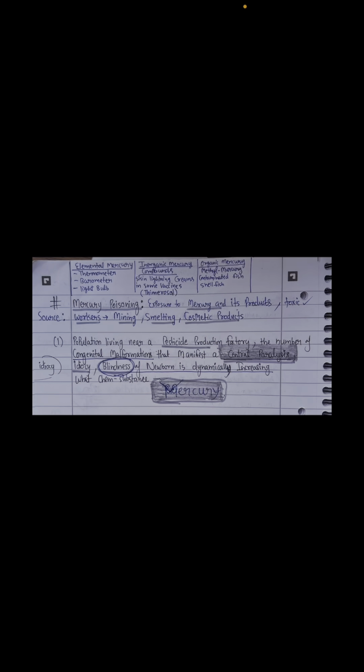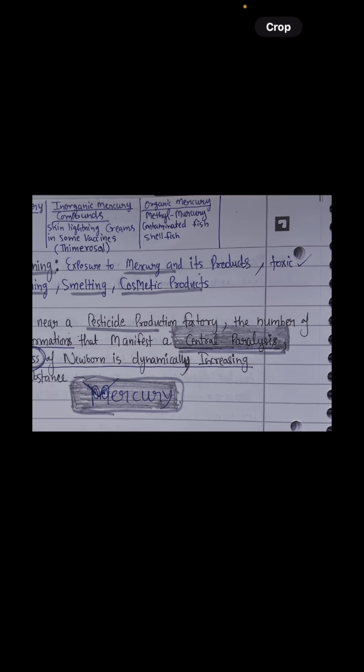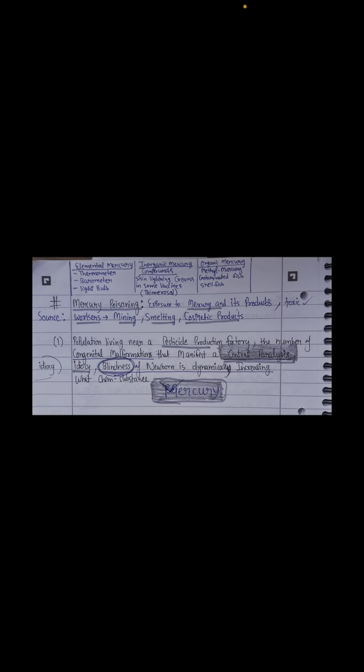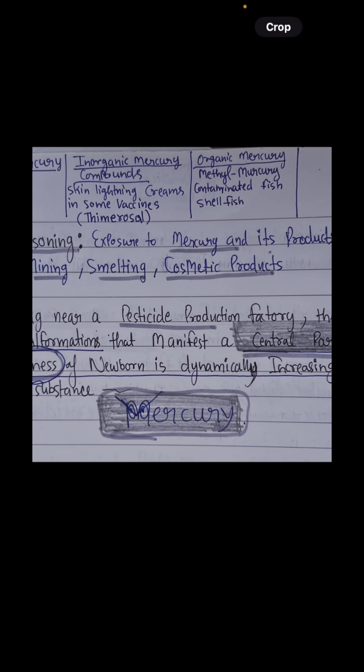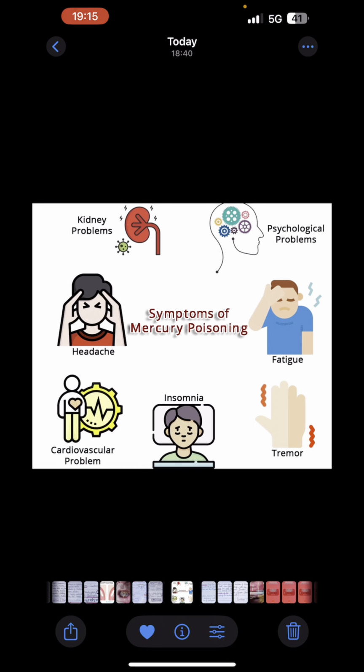So no need to remember all of those things. Just remember for the KROK question that central paralysis, which I have seen in the questions of the test center. Central paralysis is the most important thing for mercury poisoning. If you want, you can remember the blindness also.